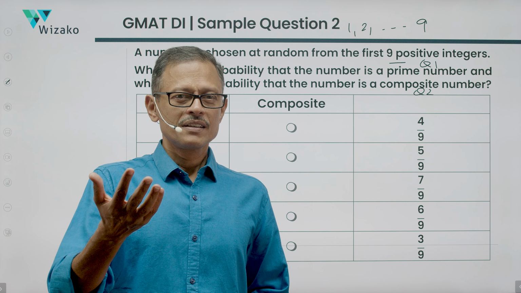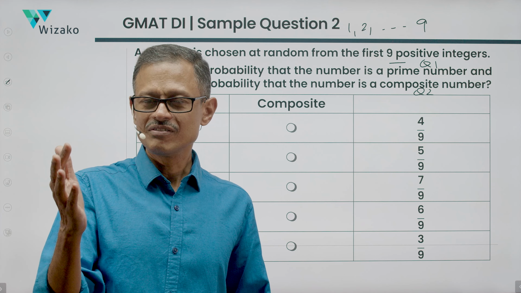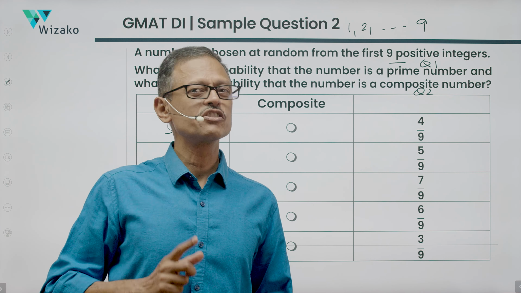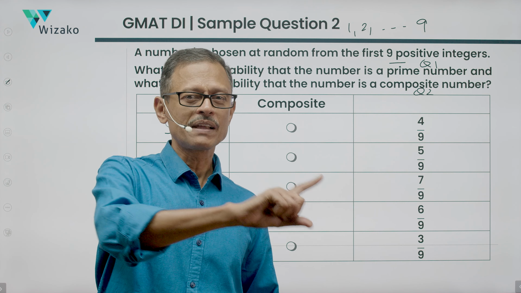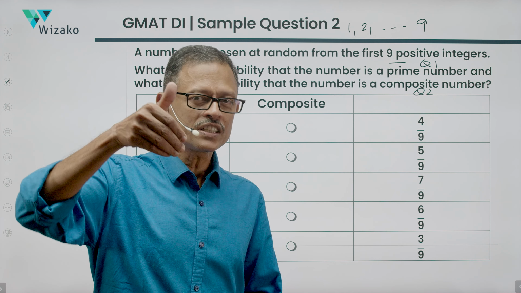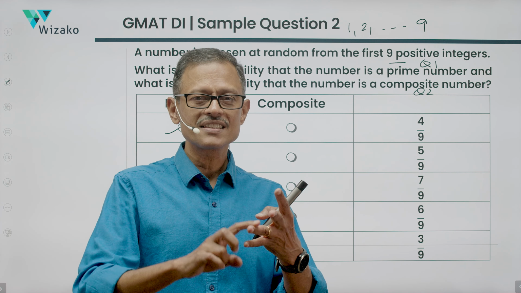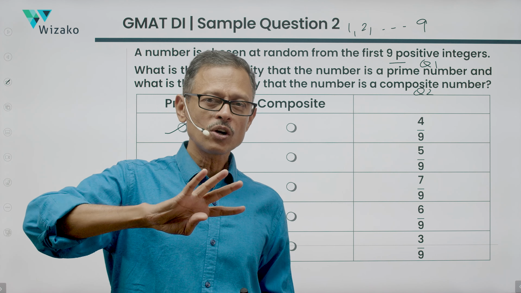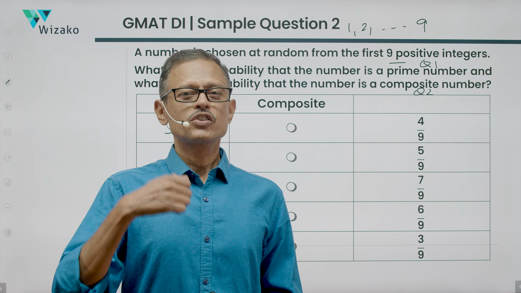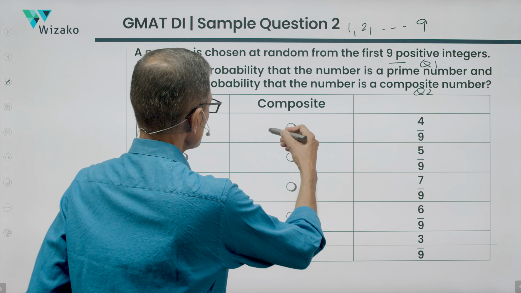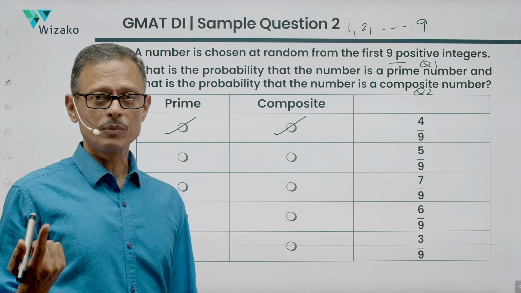Composite number, leaving these 4 out, will the remaining 5 be composite? Looks like, but there is one thing which you need to watch out for. One is neither prime nor composite. So the composite numbers that we have in the set of first 9 numbers are basically 4, 6, 8, and 9. So 4 out of these 9 numbers are composite numbers. So if you select a number, the probability that it will be a composite number is 4 upon 9. So the answer is the same 4 upon 9 for both.